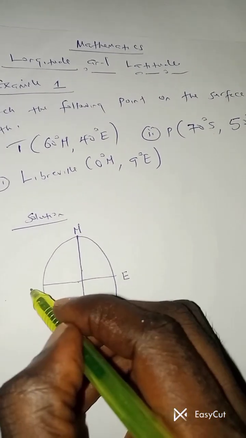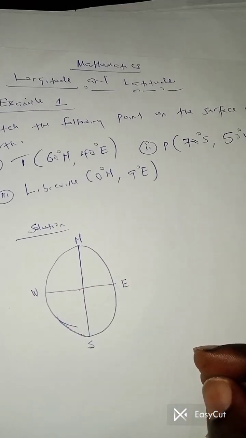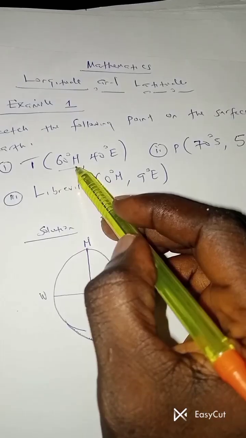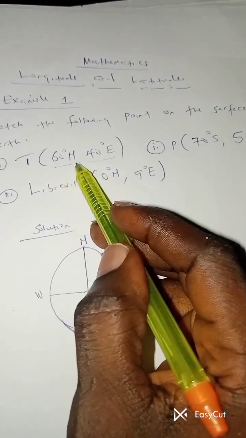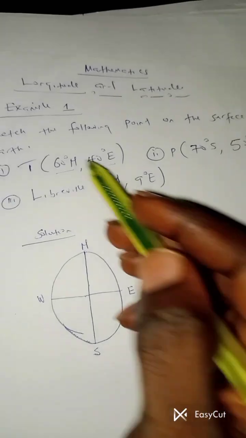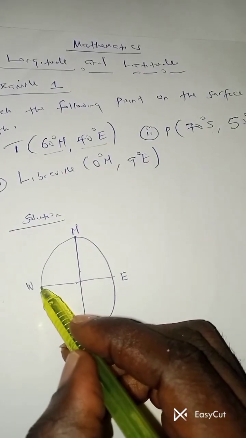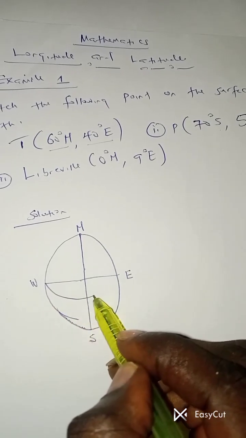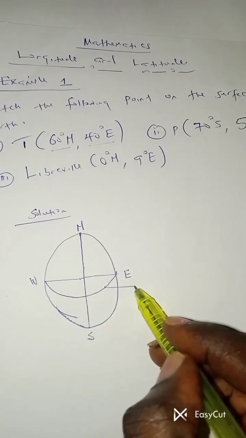Then east, west. So once you have drawn this, you can see that we have latitude here, this latitude, this longitude. And we all know that for every latitude there must be a reference point. So the reference point that we have for latitude is the equator. I'll draw my equator first. So that's my equator.